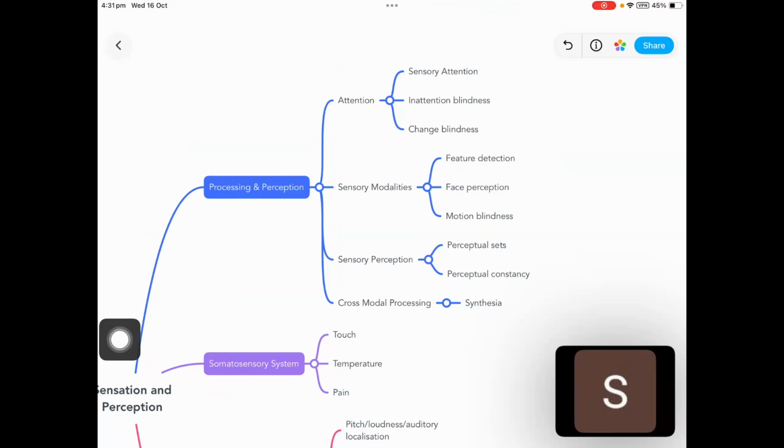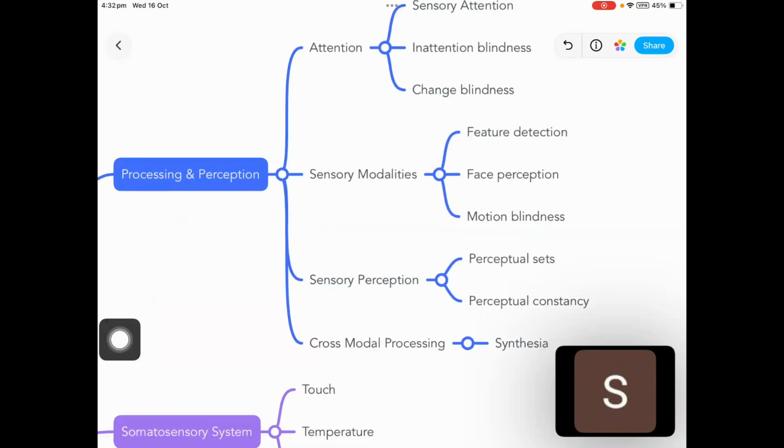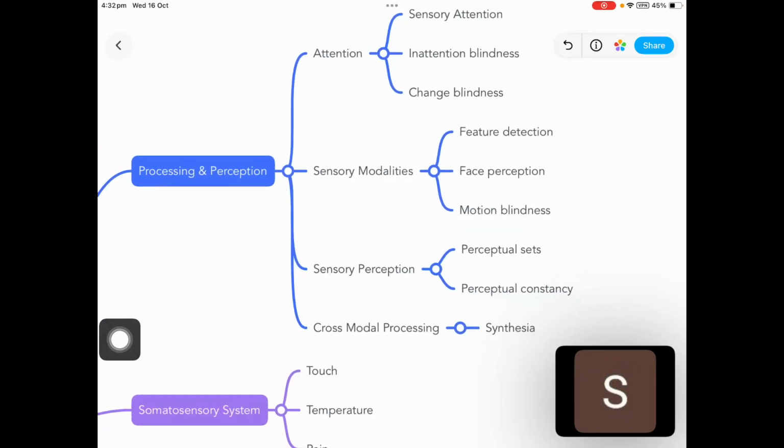When it comes to attention, we're talking about our ability to pay attention to one stimulus and ignore everything else that's going on around us. And then blindness is the opposite, where you fail to pick up on a certain stimulus because you're paying attention to everything else that's going on around you. Sensory modalities being things like detection and perception, the ability to notice stimuli, and how we interpret stimuli.